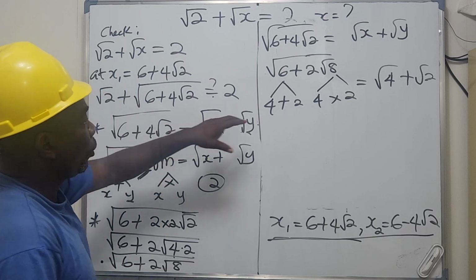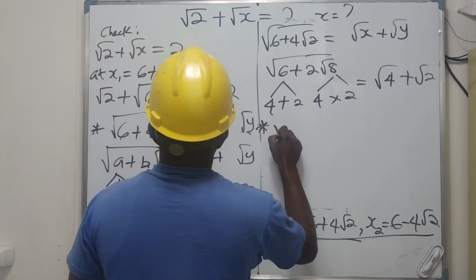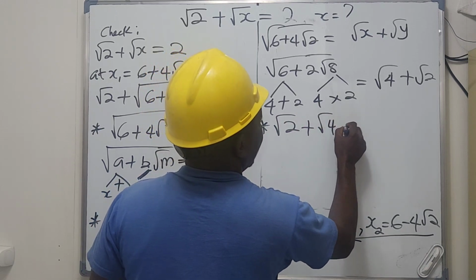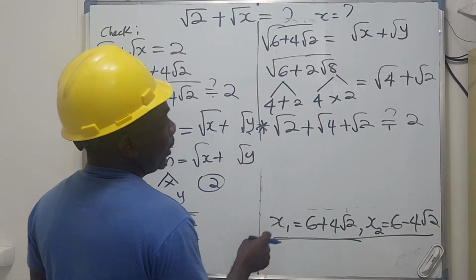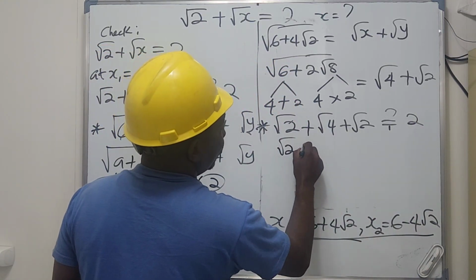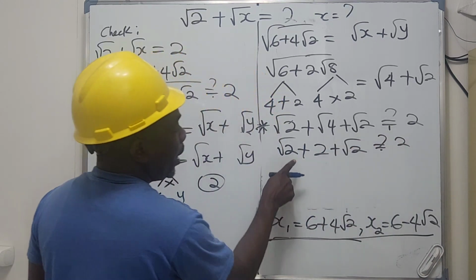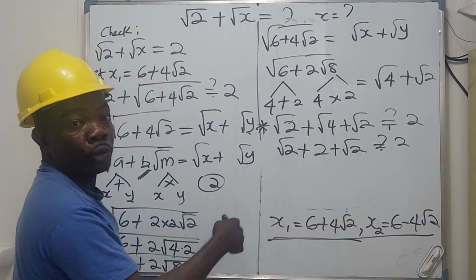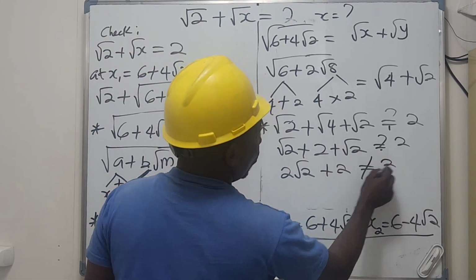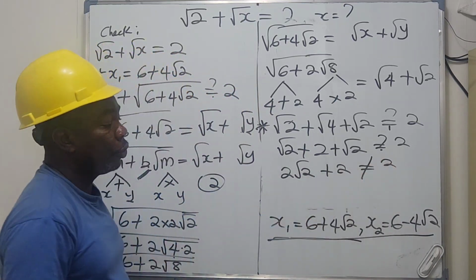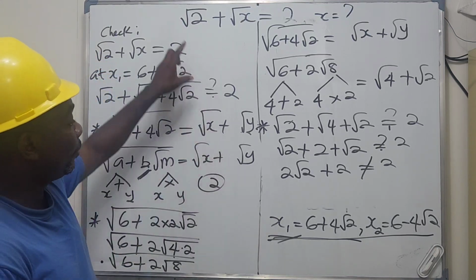In that case, we are going to substitute this solution into this equation, where we have root 2 plus root x equals 2. So you can see that this is root 2 plus root 4 plus root 2. Well, this gives us 2. Here, when we add, root 2 plus root 2 gives us 2 root 2 plus 2. This can never be equal to 2. When you add this, it cannot give us 2. Therefore, the first solution of x, which is 6 plus 4 root 2, will not satisfy this.